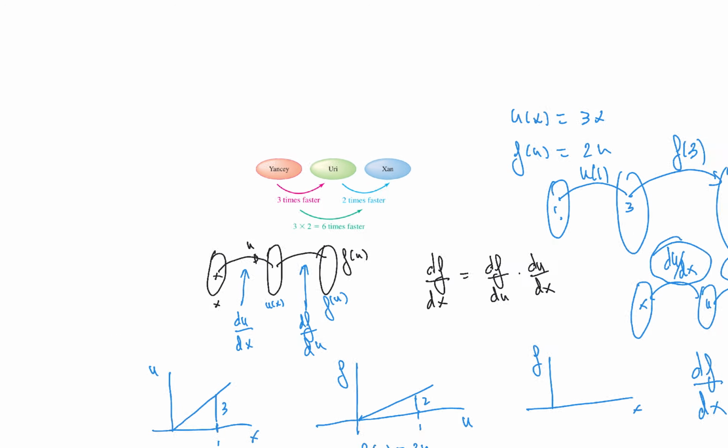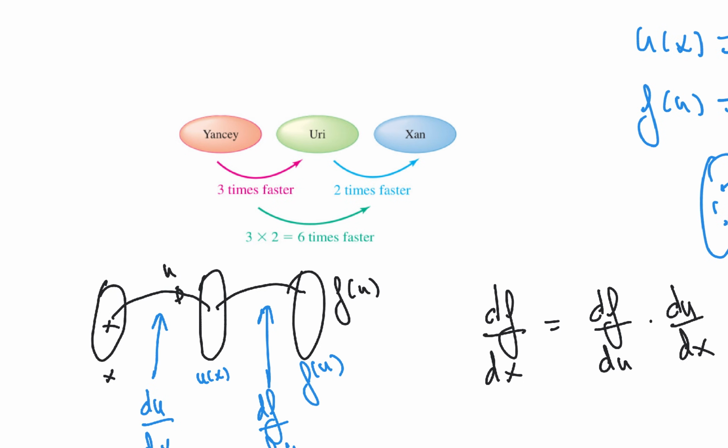So if you want to think in this way, for example, if you move from here to here 3 times faster, and from here to here you move 2 times faster, then from here to here you are moving 6 times faster. This is the way that you can think about the chain rule.